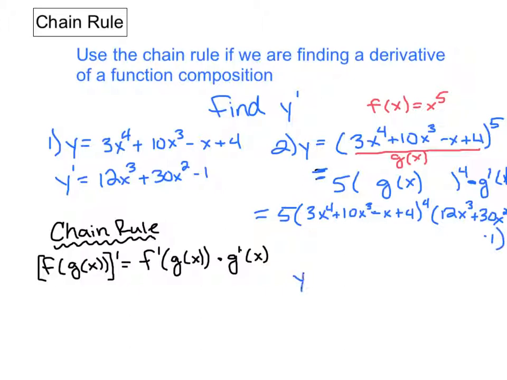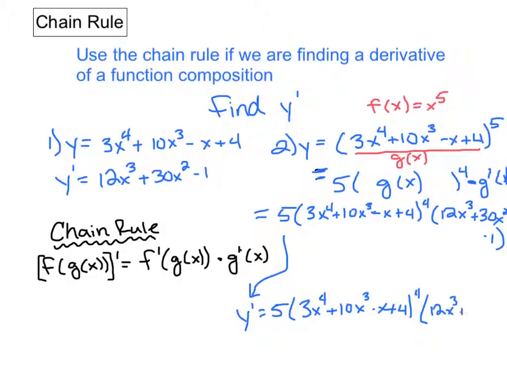So y prime is equal to 5 times 3x to the fourth plus 10x cubed minus x plus 4, raised to the fourth power, times 12x cubed plus 30x squared minus 1. Okay, now that's the chain rule. We'll do a couple more examples and then we'll be on our way.